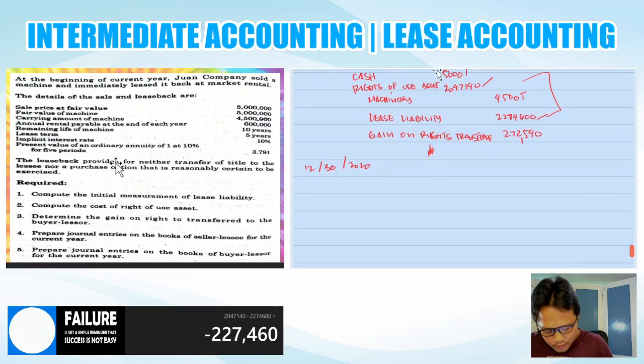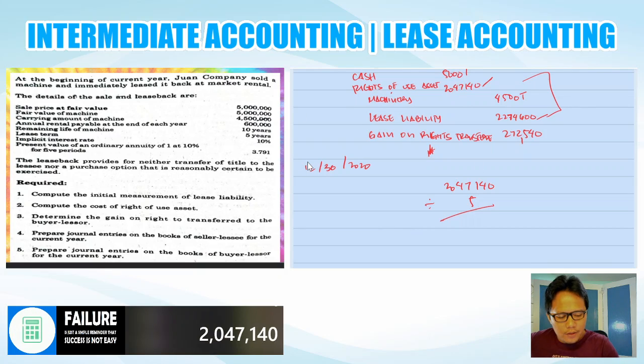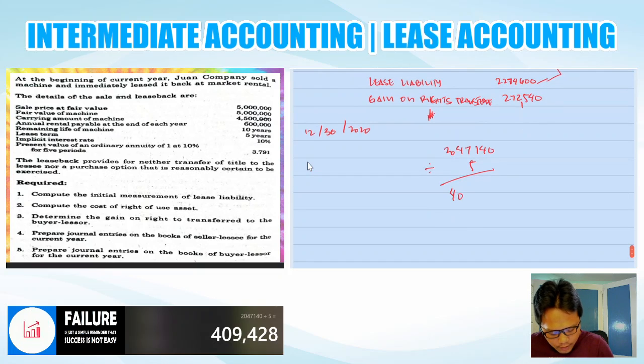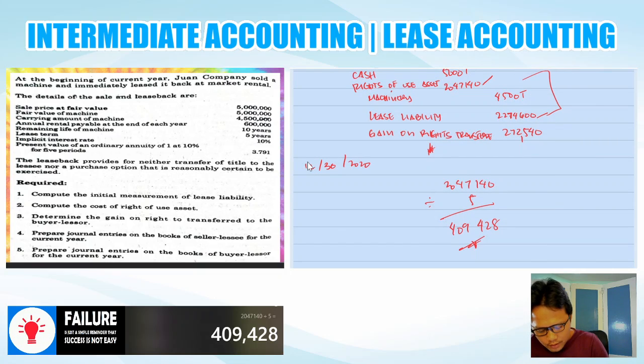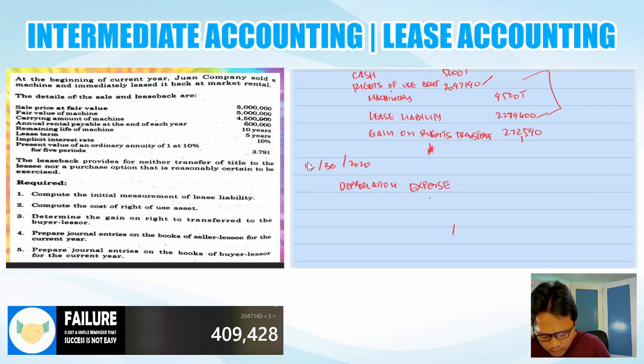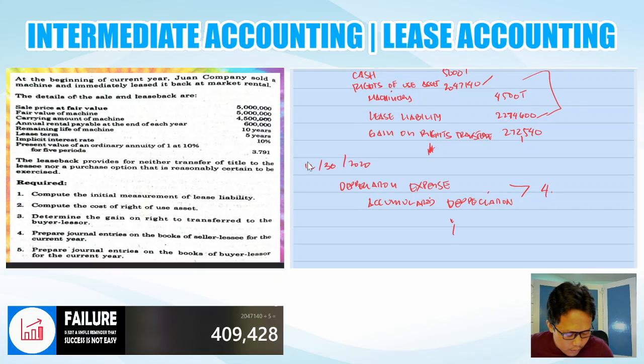So, if we are to recognize the depreciation of that, that is 2,047,140 divided by 5. Okay? So, that is 2,047,140 divided by 5. That is 409,428. Annual depreciation. So, yung entry lang natin dyan, debit depreciation expense, credit your accumulated depreciation, which is at 409,428.